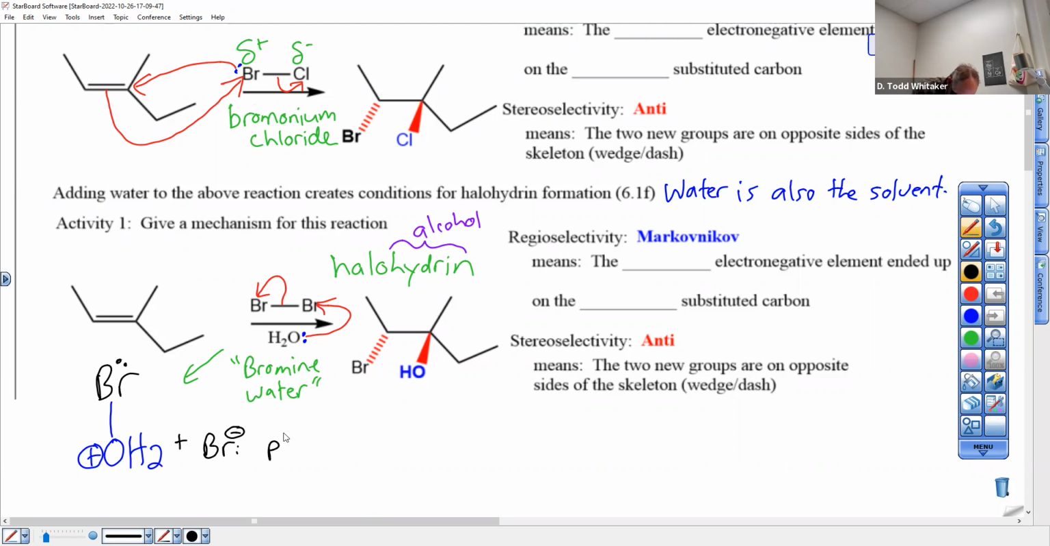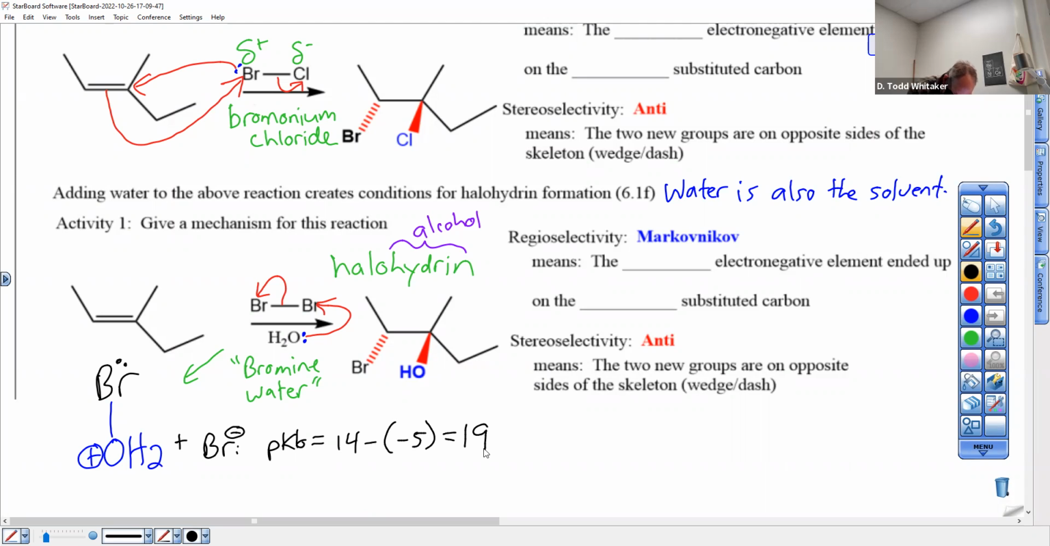Can you tell me the pKb of Br minus? Do you remember how to work it out? 14 minus some number, right? Minus the pKa for the base's conjugate acid. What is this base's conjugate acid? What's the formula? HBr. What's the pKa? Nice. She was rolling there, -5.